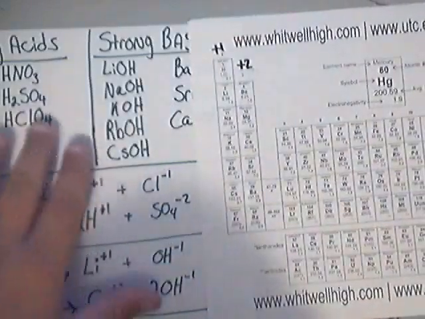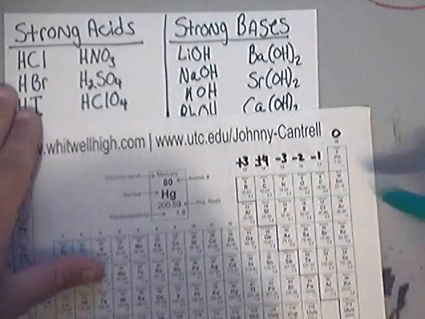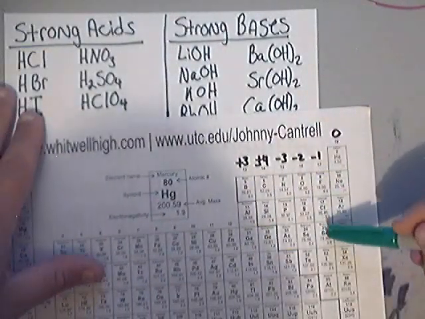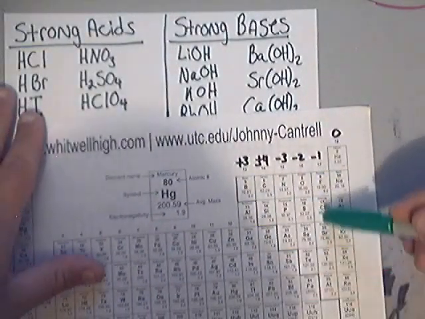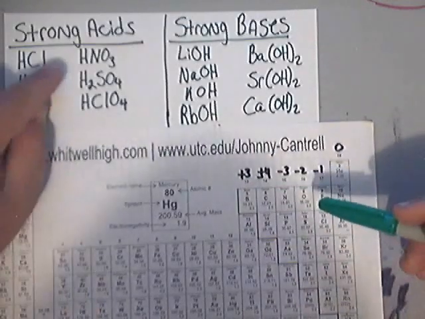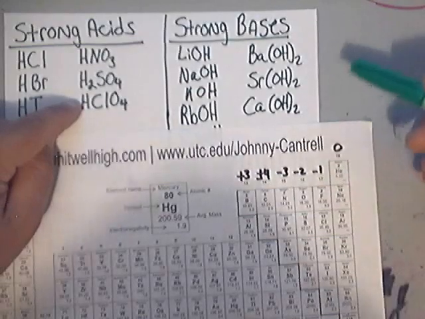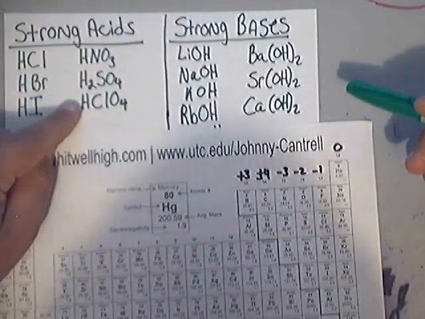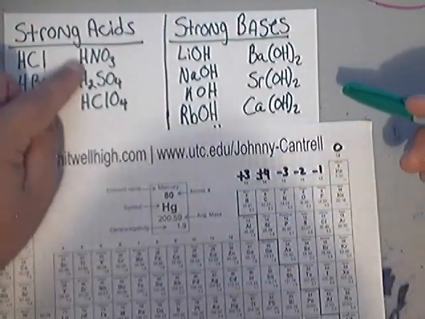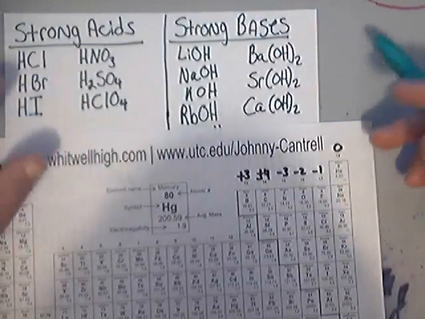As far as your strong acids go, the only connection you really have is right here: HCl, HBr, and HI. Those three are in a row. After that, you just have to memorize nitric acid, sulfuric acid, and perchloric acid. Just memorize those. There's only 6, so that's not bad.